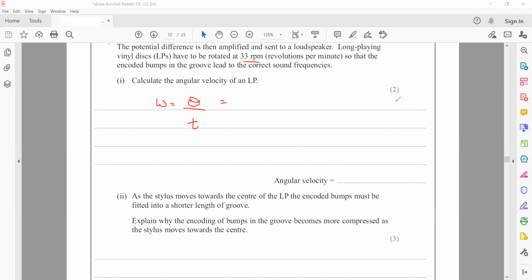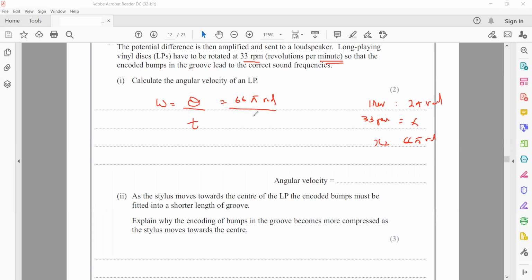So first, we have to convert this 33 revolutions. We know one revolution or one rotation is equal to 2 pi radians. So if there are 33 revolutions, then how many pi radians will there be? Cross multiply, so it will be 66 pi radians. So theta is equal to 66 pi radians. And what about time? That is per minute, so it should be in seconds.